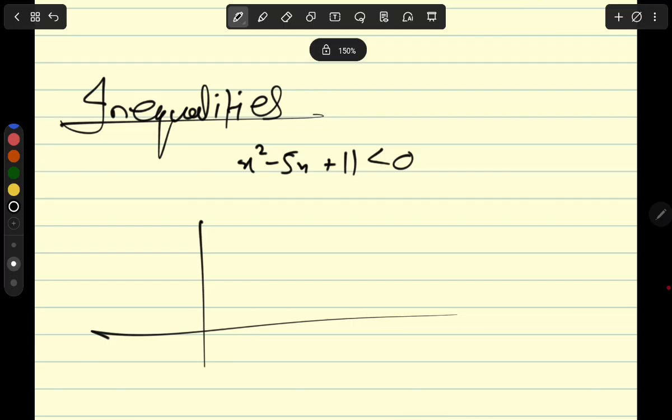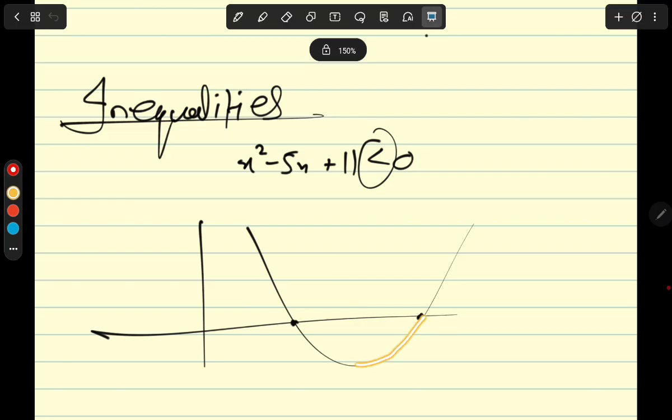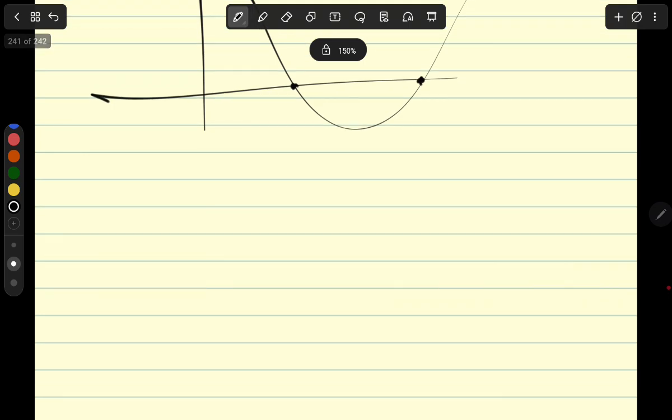where is the graph above or below the x-axis? In this one, below the x-axis. So if the two roots are here, the graph below the x-axis lies right here. So you are going to take this range between a and b. So you will say that x lies between b and a, right? So it is as simple as that, nothing more. Now let's take an example. We are going to solve, let's do a proper question.